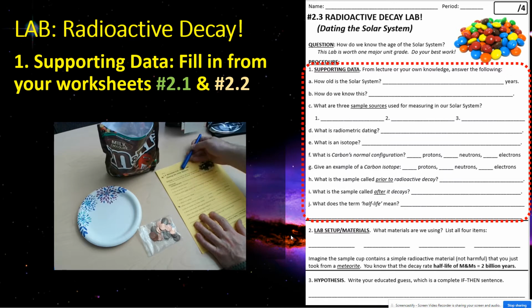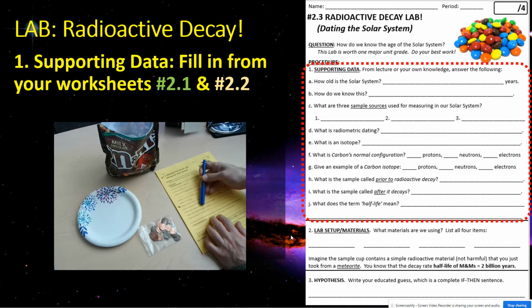The title of this lab, Radioactive Decay. What is an isotope? Isotopes are different versions of the same element, the same atom. Examples being carbon-12 and carbon-14. Carbon's normal configuration is 6 protons, 6 neutrons, 6 electrons, and the isotope has a couple of extra neutrons. That's the one you drew in your drawing on worksheet number 2.1.